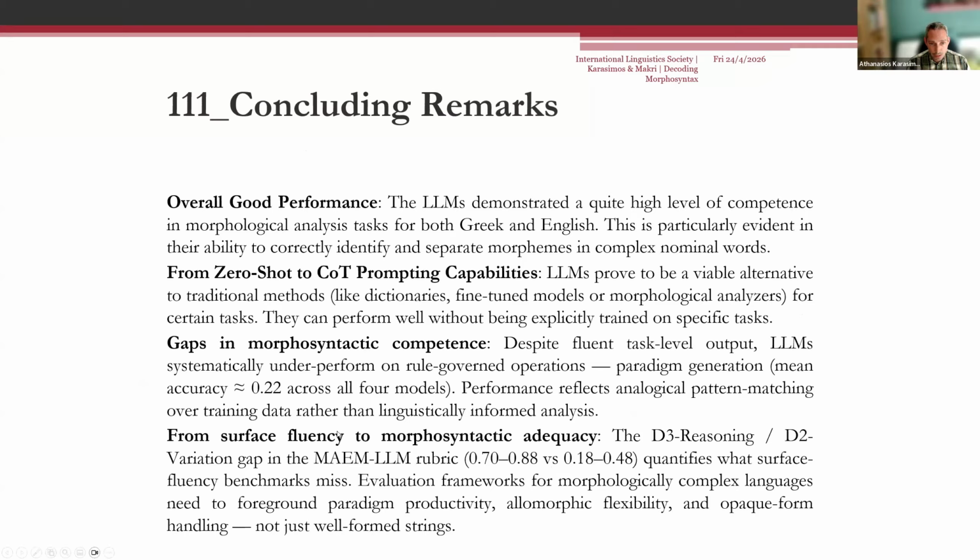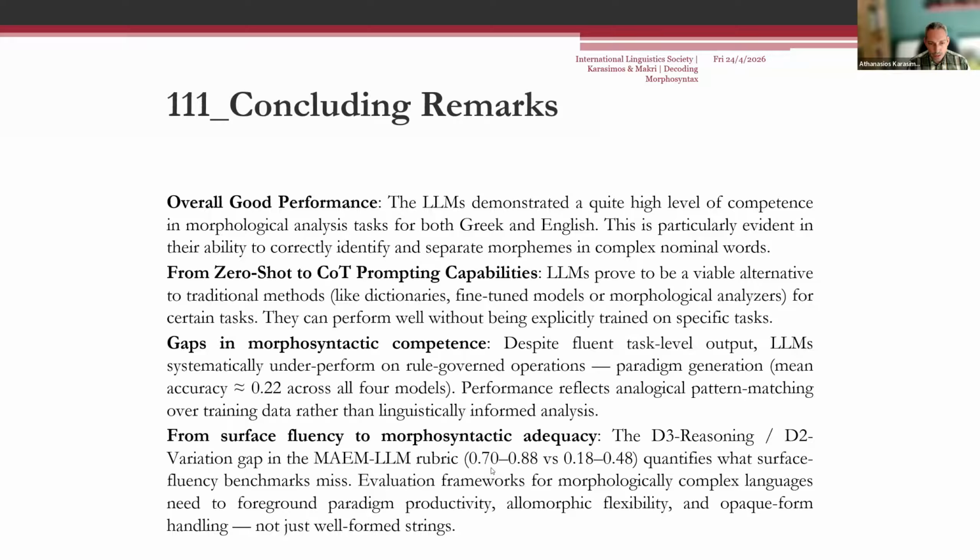And regarding the gaps in morphosyntactic competence, despite the fluent task-level output, we saw that the LLMs systematically underperformed on rule-governed operations. The mean was very close to 0.22, which was quite low for all four modules, and the performance reflects analogical pattern matching over training data rather than linguistically informed analysis. Our metrics show that the reasoning and variation gap quantifies what surface fluency benchmarks miss.